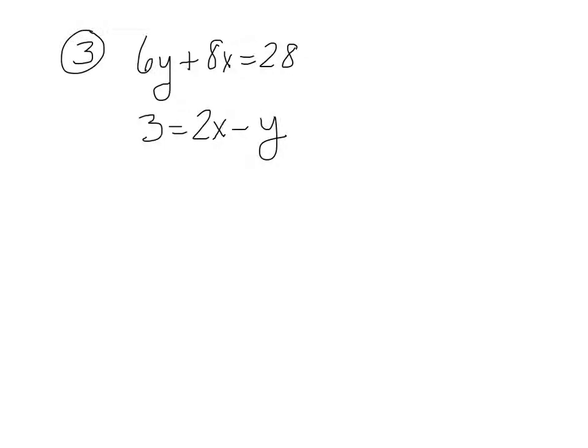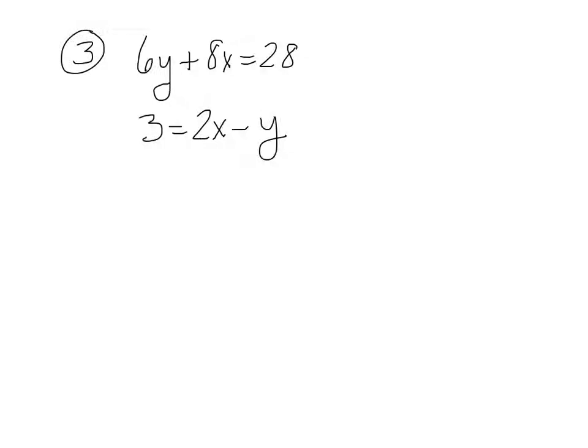6y plus 8x equals 28, and 3 equals 2x minus y. Step 1, get the variable by itself. Now I look at this and I think, okay, I would have to divide by 6 here, divide by 8, divide by 2. Oh, here's a -1. That to me would be easiest. So I'm going to get the y by itself.